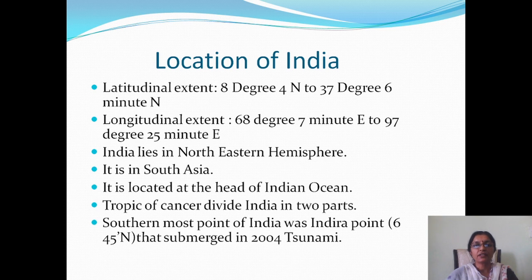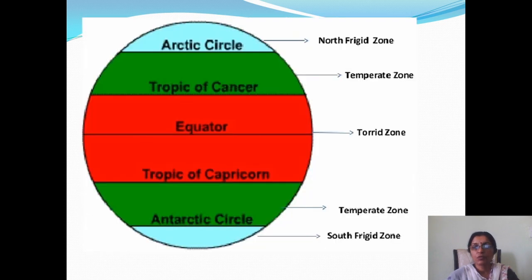Have a look at this slide. Now let's move to the next slide. Have a look at this diagram. This diagram shows important latitudes. Let's come to know what are latitudes. Latitudes are imaginary lines that run east to west, but they show angular distance from north to south.